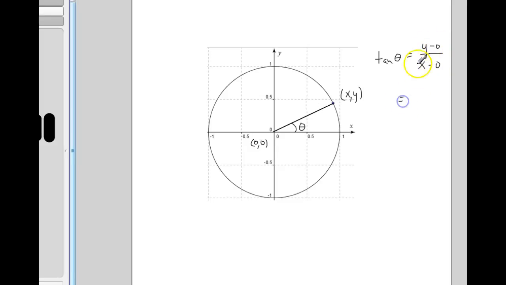But now what does that kind of look like? A y coordinate minus another y coordinate, right? That's the second y coordinate. x minus another x coordinate. This is like y2 minus y1 over x2 minus x1. And what's that the formula for? That's the formula for slope. So what does that mean the tangent is? The tangent is actually the slope of this line segment that connects the origin of the unit circle to any point on the unit circle.